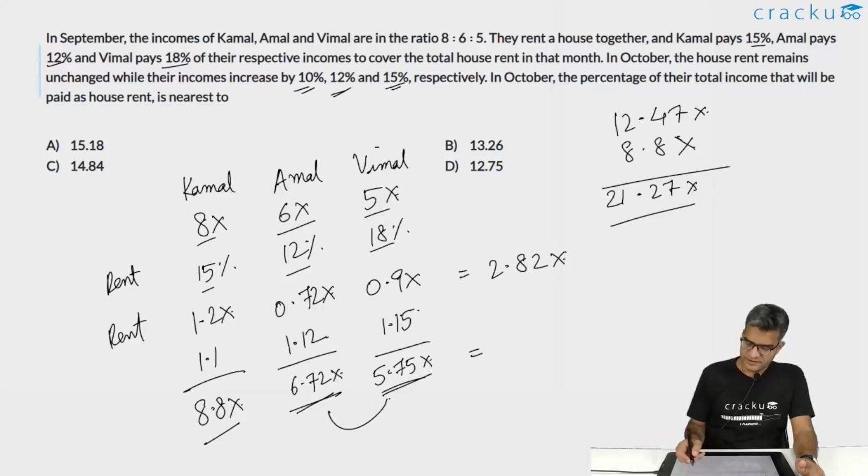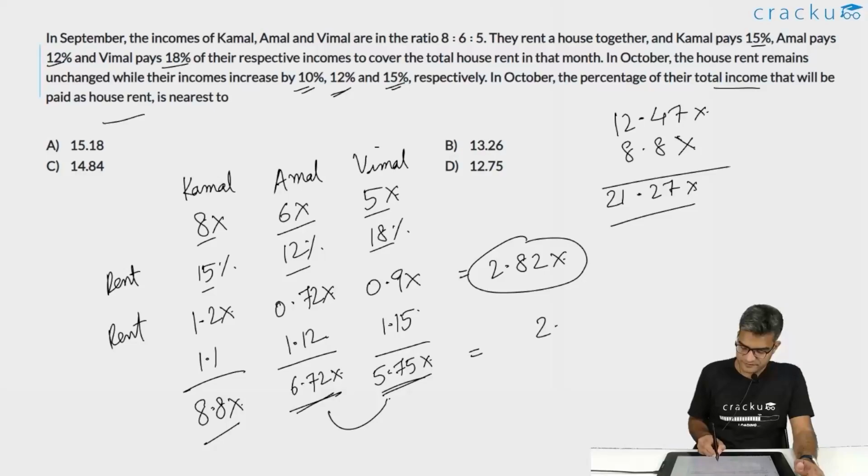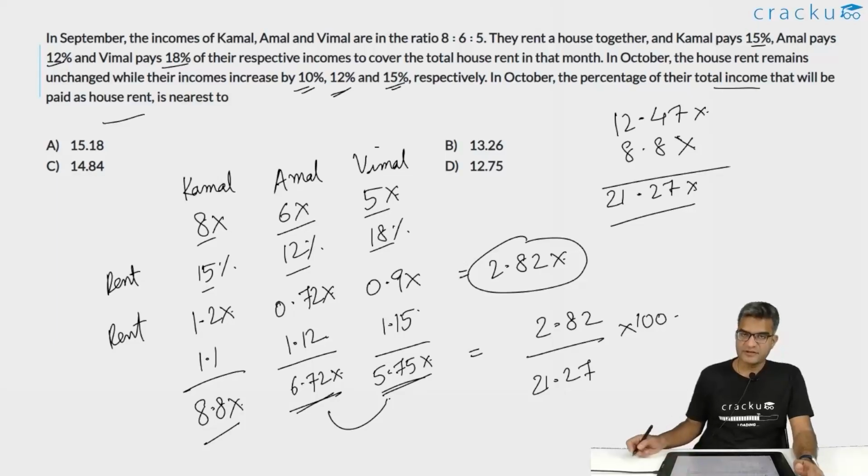So the percentage of total income that will be paid as house rent is 2.82 divided by 21.27 into 100. This will be approximately 13.26%, which is option B.